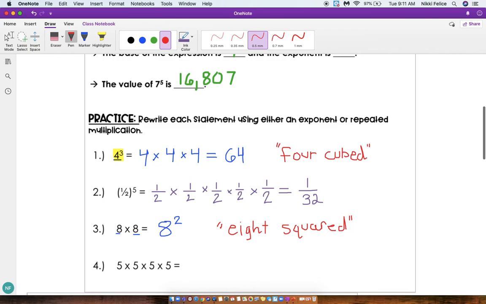And then finally, we have down here 5 times 5 times 5 times 5. Well, my repeated factor is 5. That's definitely what's getting repeated. How many 5s? How many times does it get multiplied with itself? Well, 1, 2, 3, 4 times. So if I wanted to rewrite this using an exponent, I would write 5 to the 4th power. 5 is my base and 4 is my exponent.